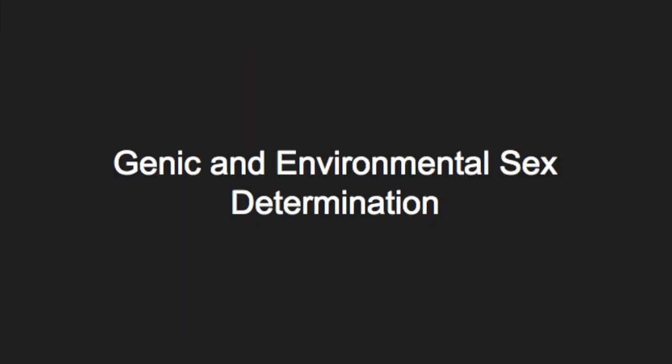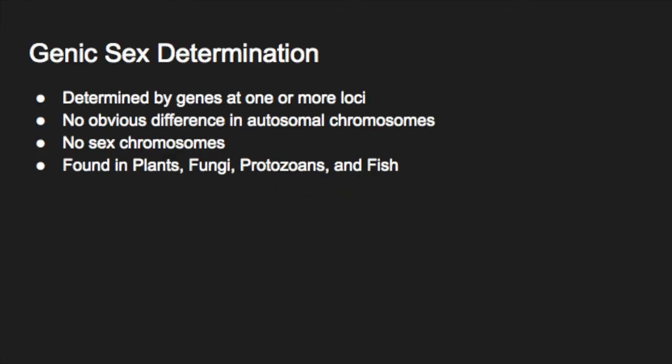Other sex determination systems that are not as common but are still prevalent are genic and environmental sex determination. Like the aforementioned examples, genic sex determination is a type of sex determination in which a sexual phenotype is specified by genes at one or more loci, but there are no obvious differences in the autosomal chromosomes of males and females. In some instances, there are no sex chromosomes present that would specify sex.